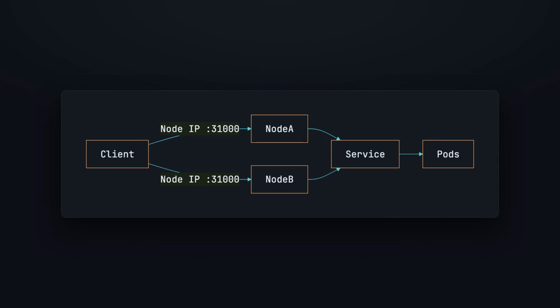It opens the same high-numbered port on every node in the cluster, typically in the range 30,000 to 32,767. Any traffic hitting that port on any node gets forwarded to the service. Node port is simple and works anywhere, but exposing raw node ports is clumsy for production. It is usually a building block rather than a final answer.